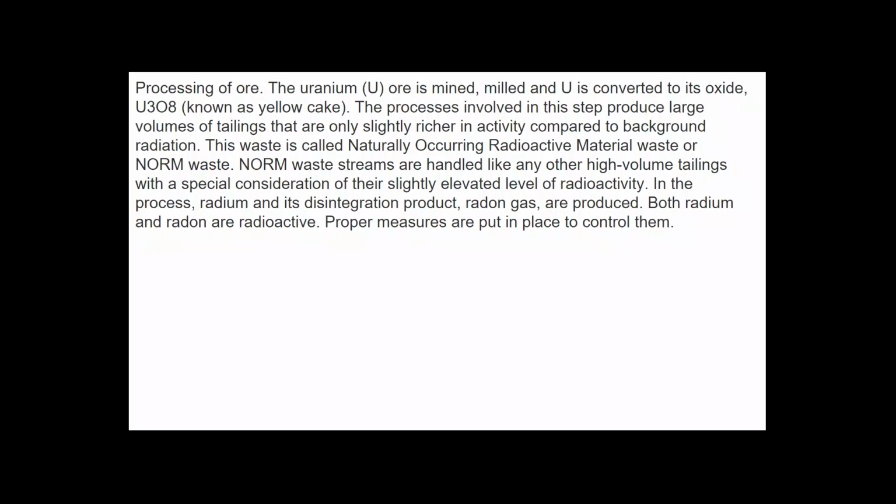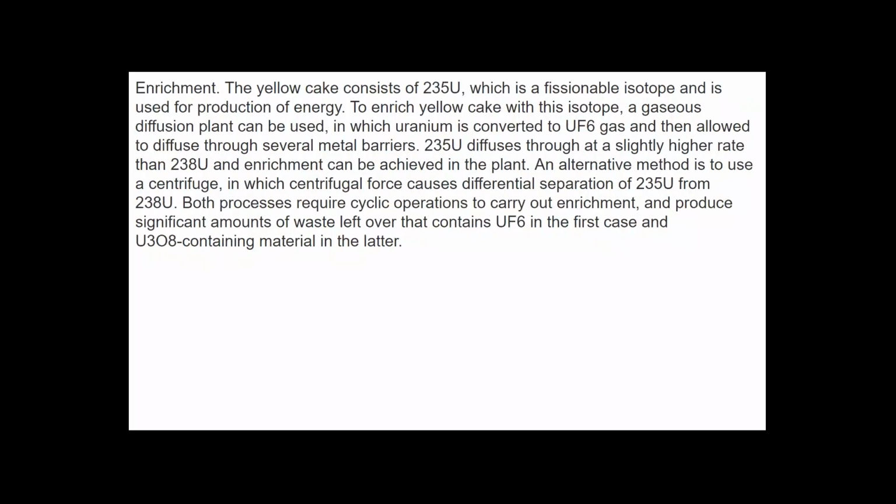And proper measures need to be put in place to control them. Then the enrichment. The yellow cake, which is uranium-235, is a fissionable isotope and is used for production of energy. To enrich the yellow cake, this isotope, a gaseous diffusion plant can be used, in which uranium is converted to UF6 gas and then allowed to diffuse through several metal barriers.